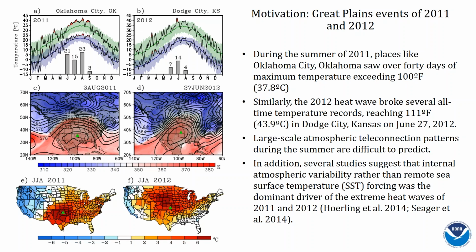In the middle panel, what I'm showing you, in the contour, is the 500 millibar geopotential height, not the anomaly, just the height, although it looks like an anomaly. You can see a very strong ridge, an anticyclone, over the Great Plains in both locations, outlined by the green triangles. And on the bottom is just the seasonal mean temperature anomalies for that summer. You can see for the seasonal mean, the anomaly is 6 degrees Celsius. So that's a very extreme anomaly.